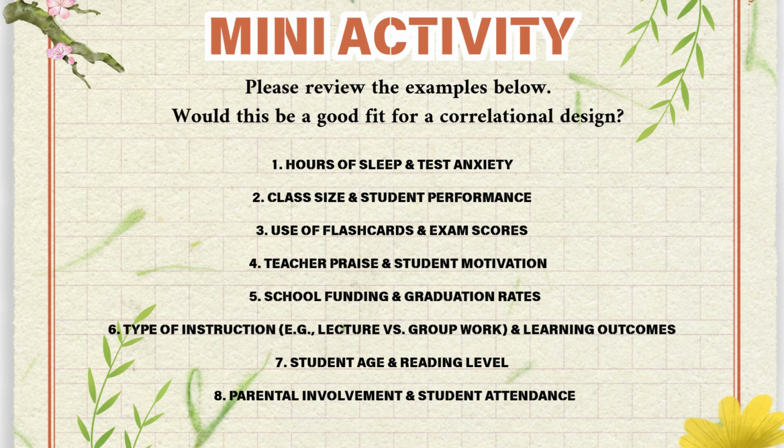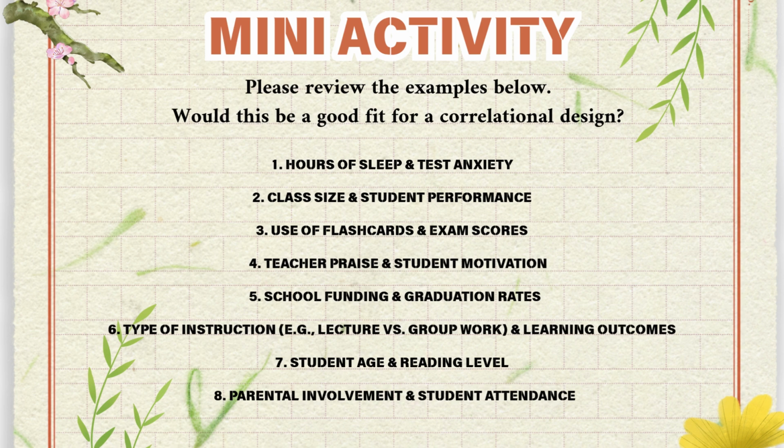Number three is the use of flashcards and exam scores, and that is also correlational. The reason why is because you can survey students on their study habits and compare them to their scores. But other factors like prior knowledge could influence both. Number four is teacher praise and student motivation. And yes, this is correlational. You can measure the frequency of praise and motivation levels through surveys. So you're not controlling how much praise is given. It's just observational. You're seeing what's actually happening in real life.